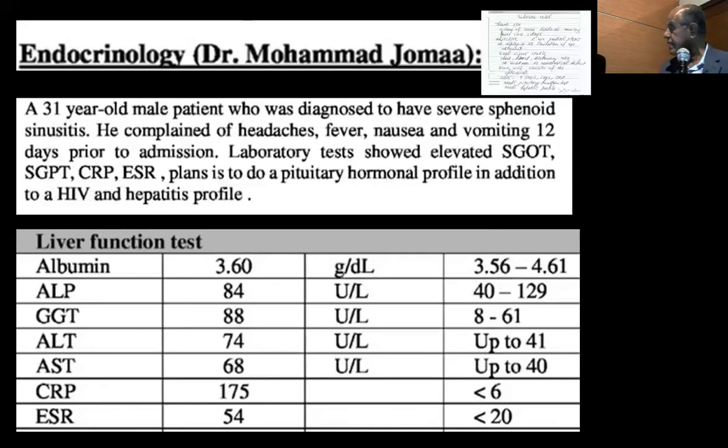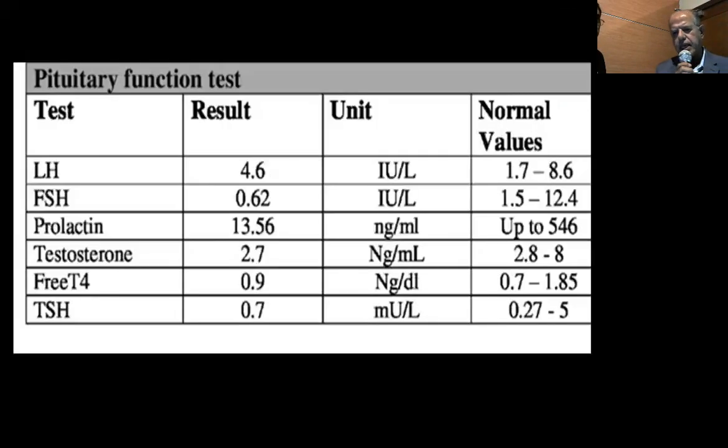Next, please. CRP was high, 175, which is a very sensitive marker or indicator of the severity of inflammation. It is very important. I think it is more informative than ESR, in infection in particular.